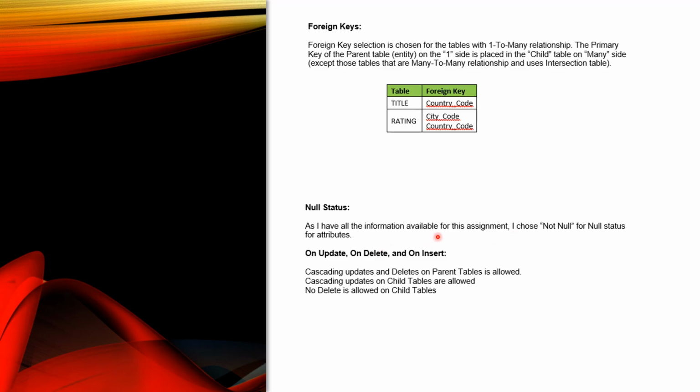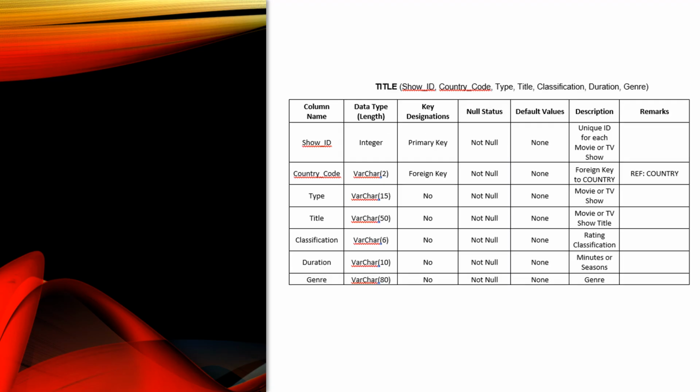And if we need to have the information at data entry, when we create the table or load the data to the table, then we need to choose not null. And then on update, on delete, on insert, we need to put this information in the data dictionary. For example, when we do an update or delete something, will it be cascaded? Also, for example, on a child table, can we delete something? Here we say no delete is allowed on the child table.